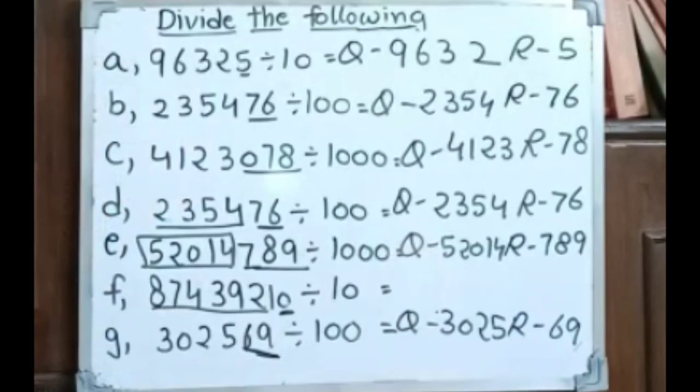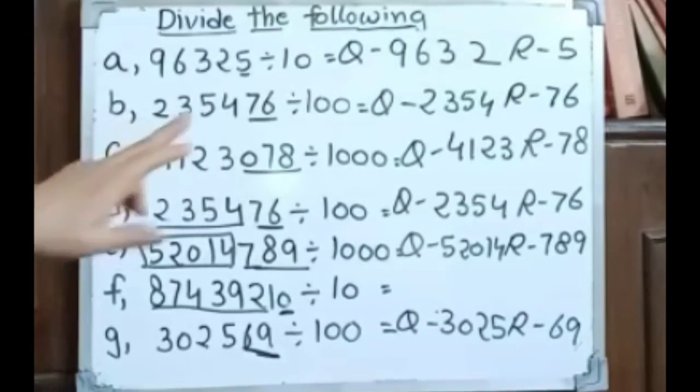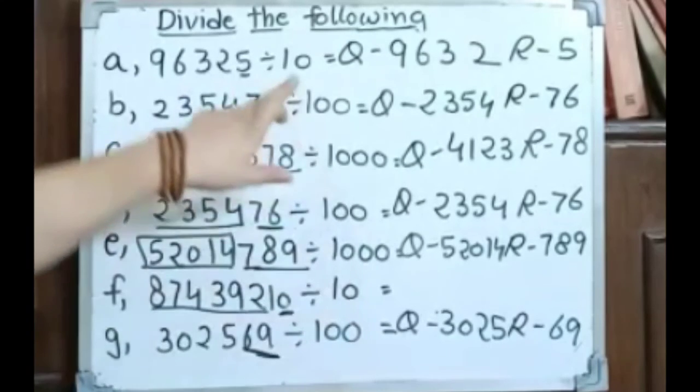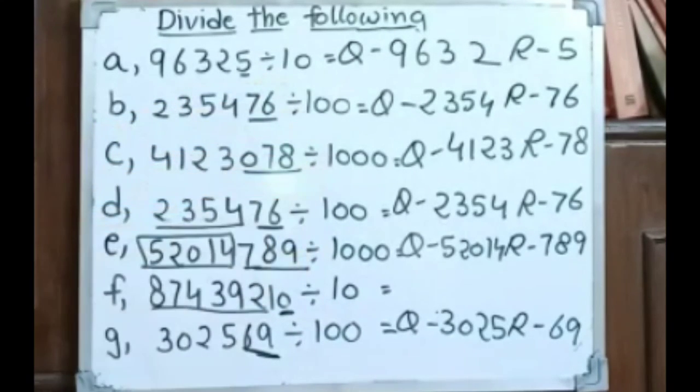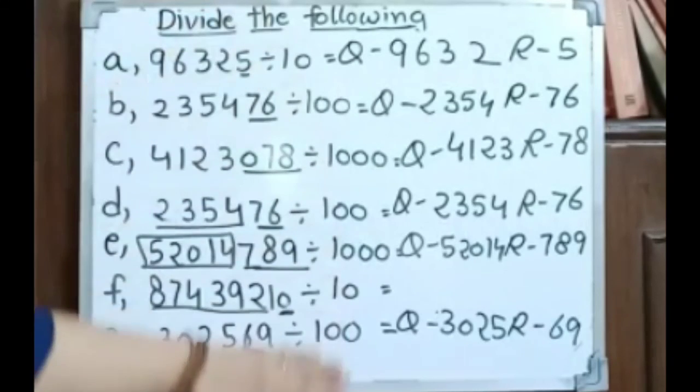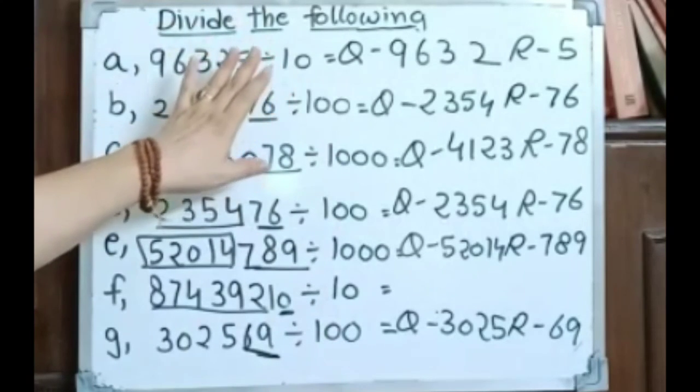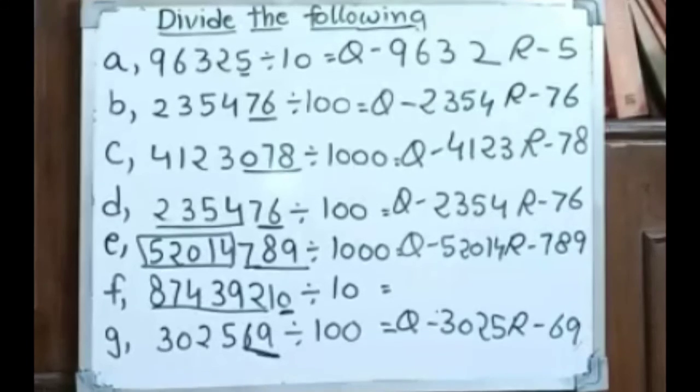So this is the way to find the quotient and remainder when we are dividing by 10, 100 and 1000. This is the trick, this is the simple way. Don't go for long division. Just do this and do division like that.